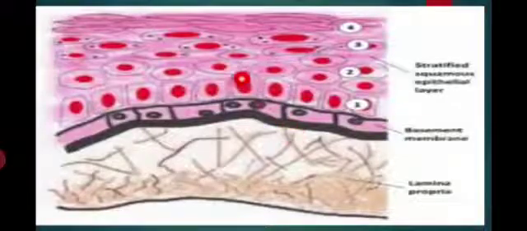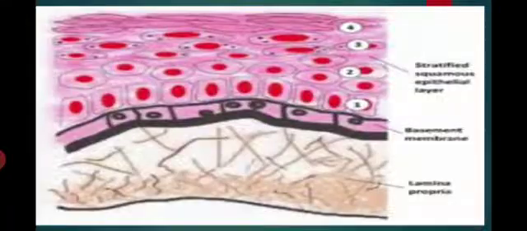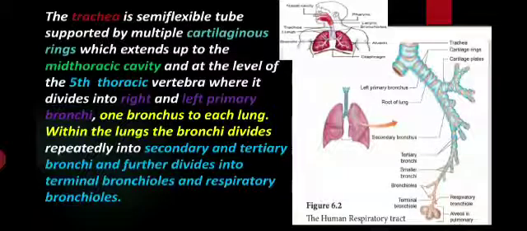This is the lining of the epithelial layer. The air passage tract fully presents a ciliated epithelium layer. Next we have to see the structure of the trachea. It's semi-flexible, supported by multiple cartilaginous rings. These cartilaginous rings extend up to the mid-thoracic cavity, at the level of the fifth thoracic vertebra, where it divides into the right side and left side primary bronchi.